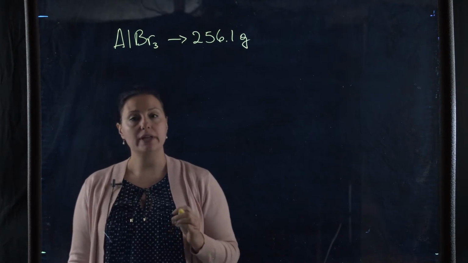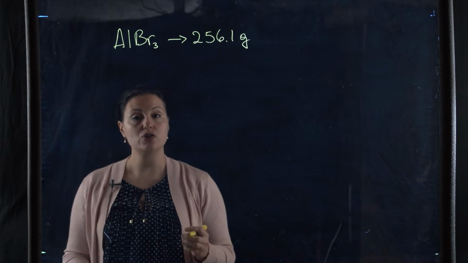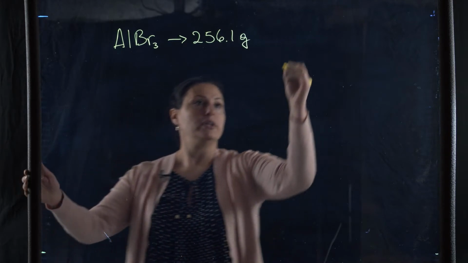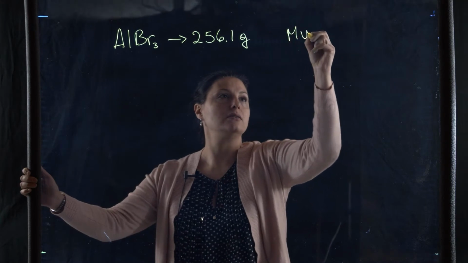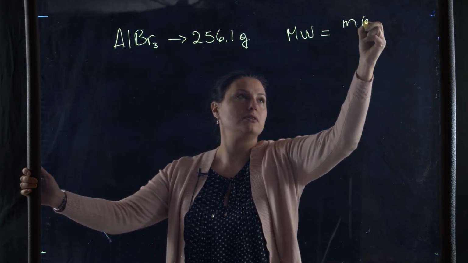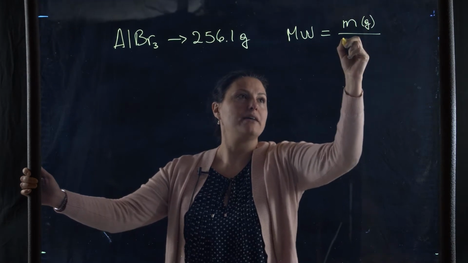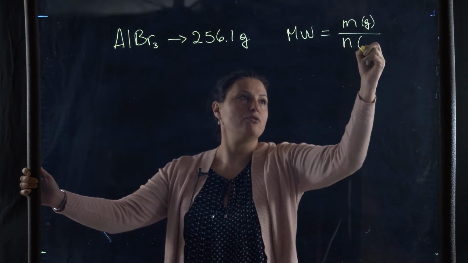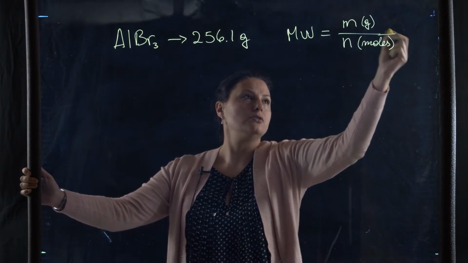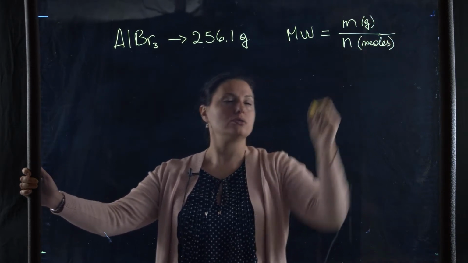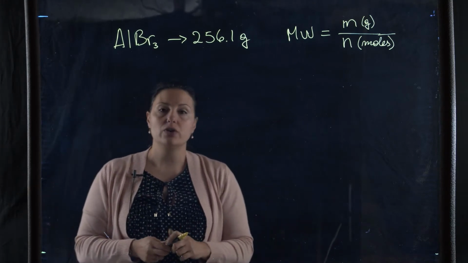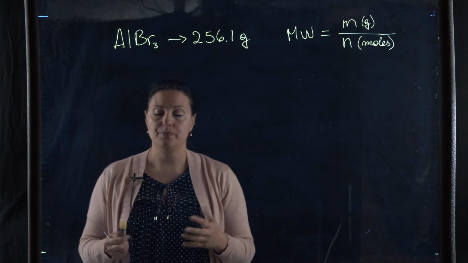Now remember, the molecular weight gives us a relationship between the moles and the mass in grams. So the molecular weight is the mass in grams divided by the n, the little n, the number of moles. So I have grams over moles. That is my molecular weight. That gives me a relationship between the two.